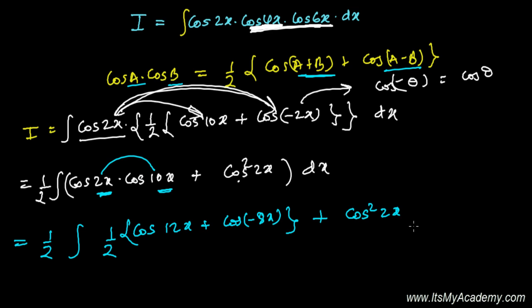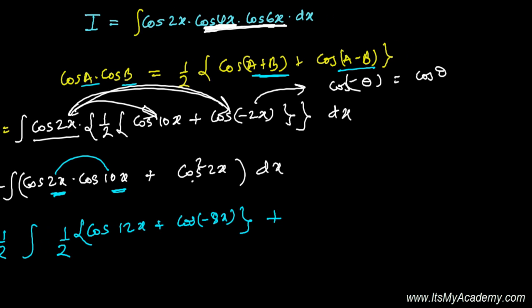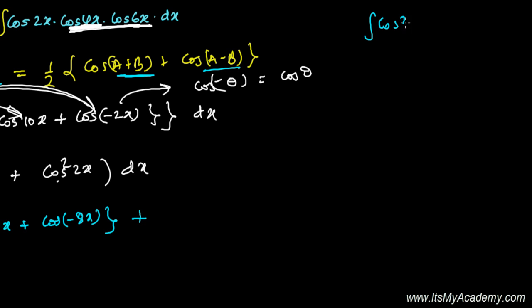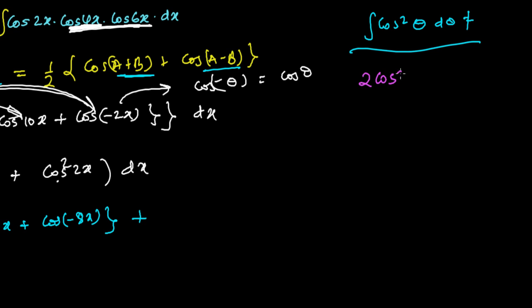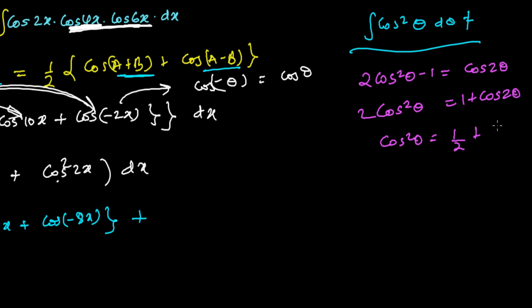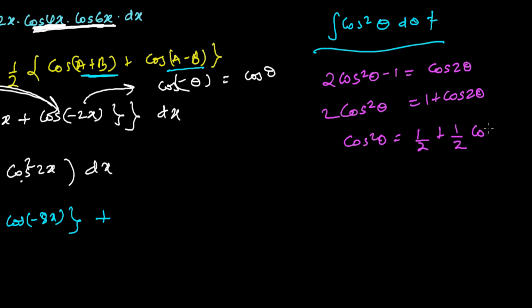Now one more thing, my dear friend: we don't have a direct formula for the integration of cos square 2x, so we have to convert this cos square 2x into a normal form where we can directly use the trigonometric formulas of integration. We don't have a formula for cos square theta d theta. So we can use the identity 2 cos square theta minus 1 equals cosine of 2 theta, so 2 cos square theta is 1 plus cos 2 theta, and cos square theta is 1 by 2 plus 1 by 2 cos 2 theta.